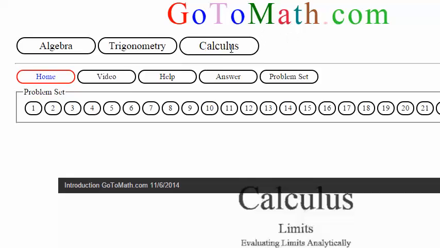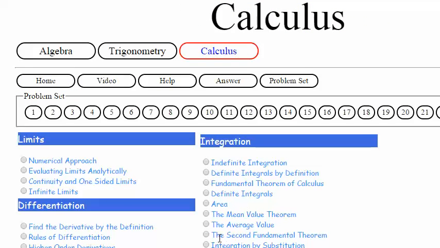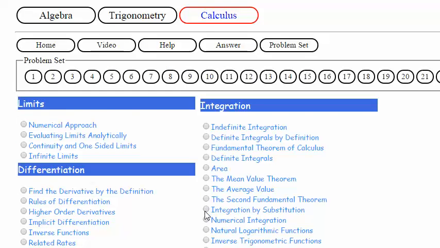Okay, we're here at gotomath.com. Had to do a mic check. We're doing integration by substitution.